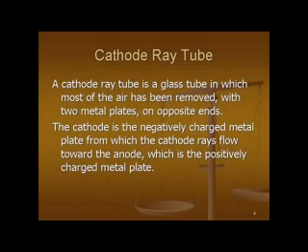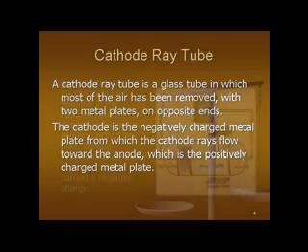The cathode ray tube, again, is a glass tube in which most of the air has been removed. It used to be that these were referred to as vacuum tubes, and if you've heard that term, that's where that came from. It has two metal plates on opposite ends of the tube, and the cathode is the negatively charged metal plate from which the cathode rays flow, and they flow from the negative side to the positive side, and that's the anode, the positively charged metal plate.